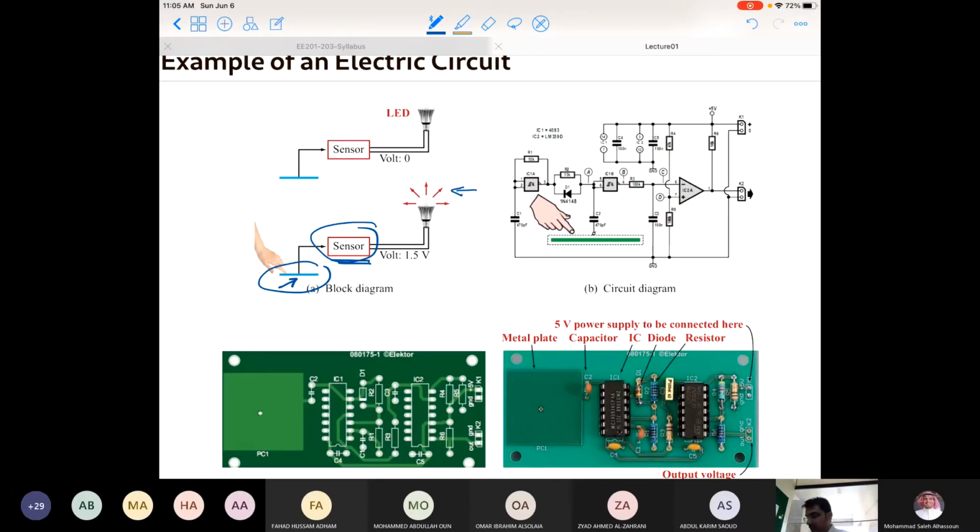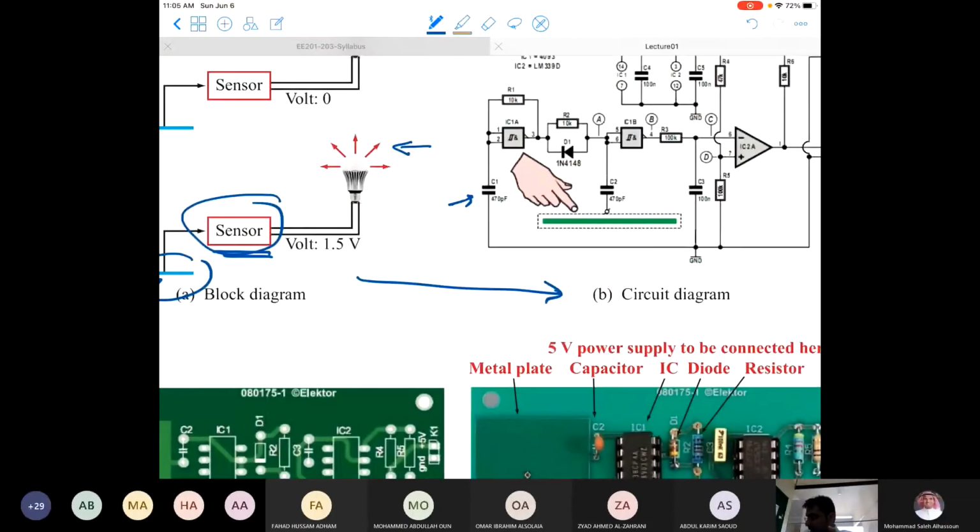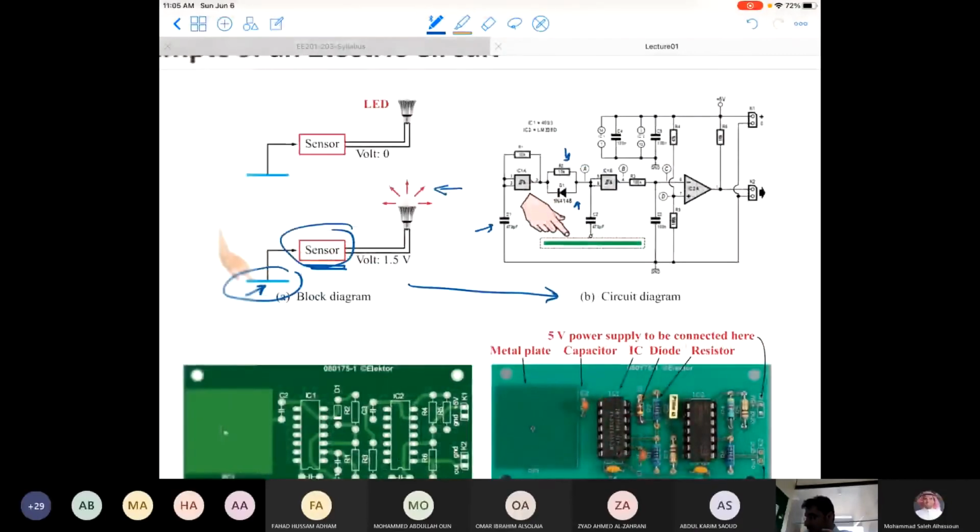If you want to model and design this system, we need to find mathematical models for it, and that's what we do with the circuit diagram. The circuit diagram will consist of, for example, capacitors, diodes, resistors, amplifiers, comparators, etc. Those circuit components are mathematical models of the actual physical system.